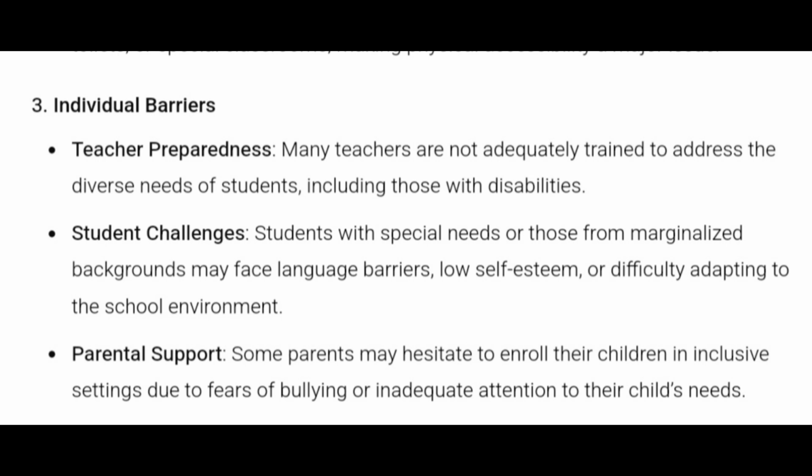Now, my dear friends, one special note I want to add here: you and me, we should never call anybody disabled. This is banned.